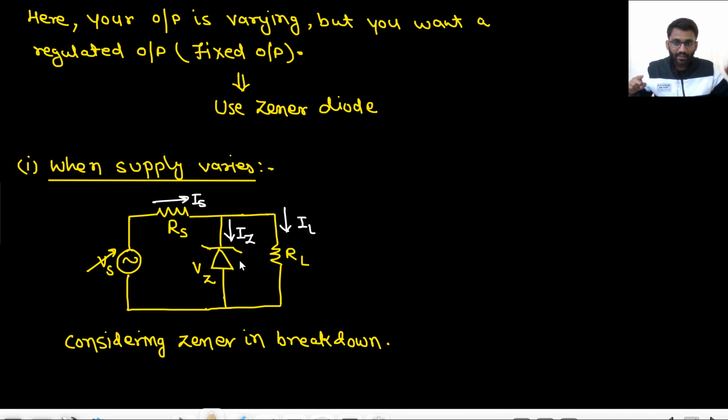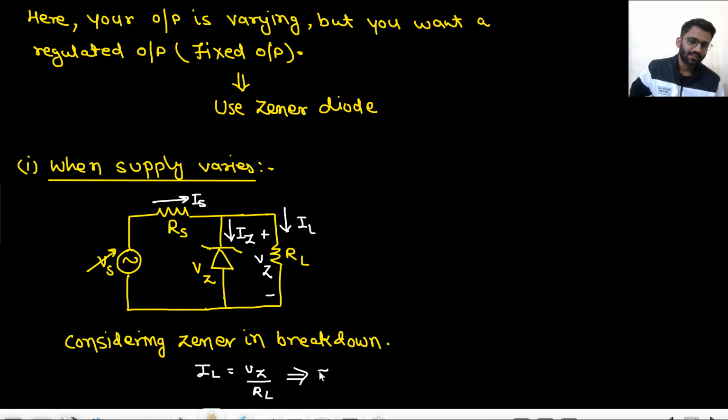Okay. Now my supply is varying. This is fixed, right? RL is fixed. Now I am considering that the Zener goes into the breakdown region. So if the Zener goes into the breakdown region, what will be this potential? This potential will be fixed as VZ only, because this will be replaced with a battery like this. So this VZ potential will be fixed. Now VZ is fixed, RL is fixed. That means IL equals VZ by RL. RL is not varying, VZ is also fixed. That means this is fixed. Right? Your IL is fixed.